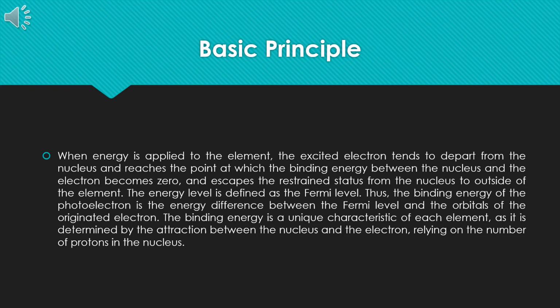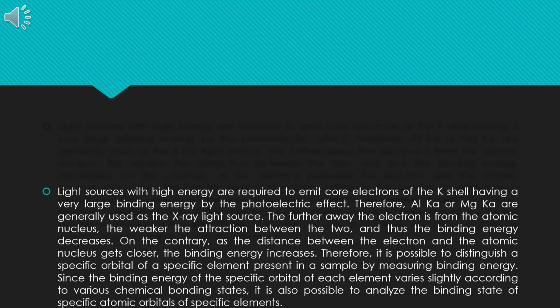Thus, the binding energy of the photoelectron is the energy difference between the Fermi level and the orbital of the originating electron. The binding energy is a unique characteristic of its element, as it is determined by the attraction between the nucleus and the electron, relying on the number of protons in the nucleus.